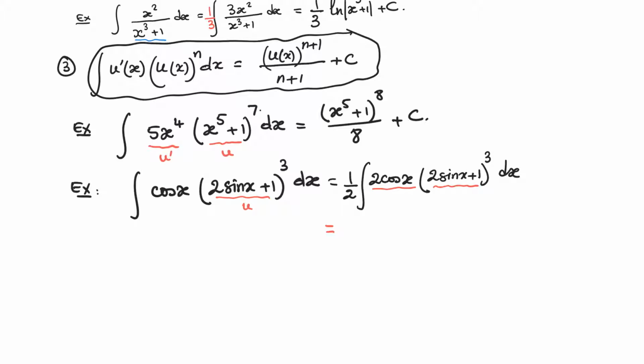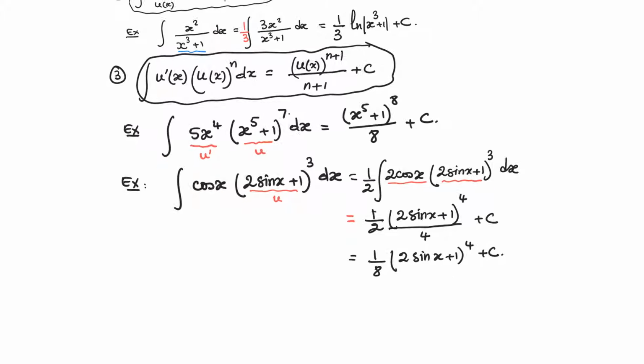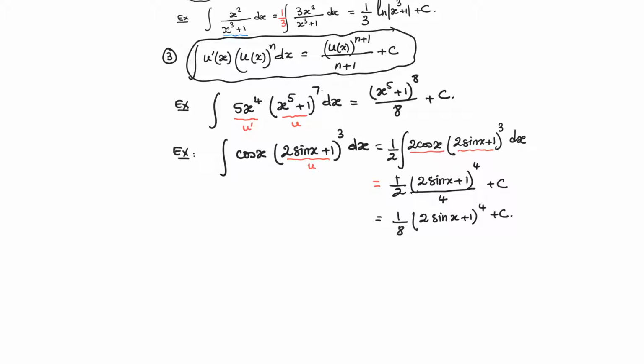Therefore, we can say that the answer will be half of 2 sine x plus 1 to the power of 4 over 4 plus a constant, which will give us, in the end, 1 over 8, 2 sine x plus 1 to the power of 4 plus a constant c. So, really quite simple way of integrating these functions.